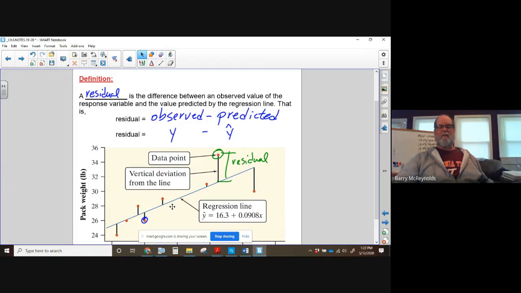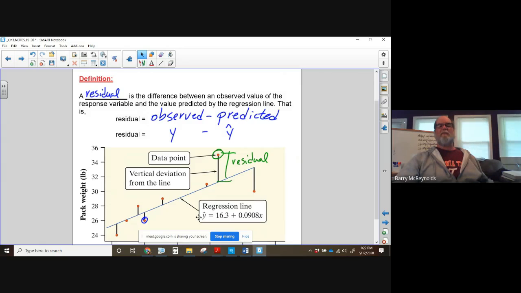If we think back to when we calculated the standard deviation, we squared the difference between a value and its mean. Well, what we're going to see in a minute is this regression line, y hat equals 16.3 plus 0.0908x, is calculated by minimizing the squared differences between each of these actually observed values. The red dots are observed values, and this line.